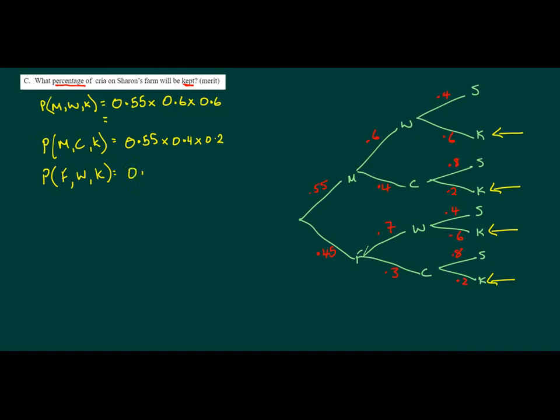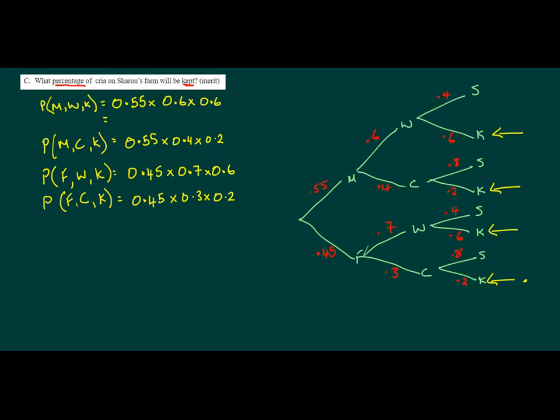Then we've got the probability that it's female, white, and kept. That equals 0.45 times 0.7 times 0.6. And then the last one down the bottom here, we've got the probability that it is female, coloured, and is kept. And that equals 0.45, because we're multiplying along the branches, times 0.3 times 0.2.